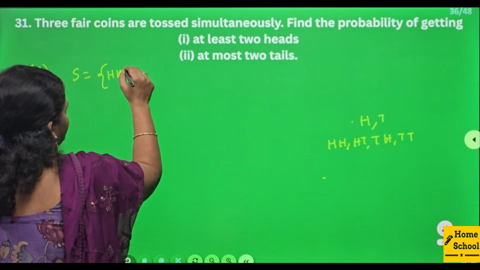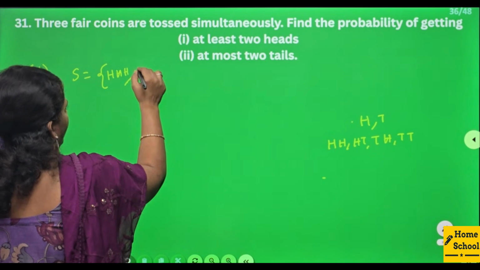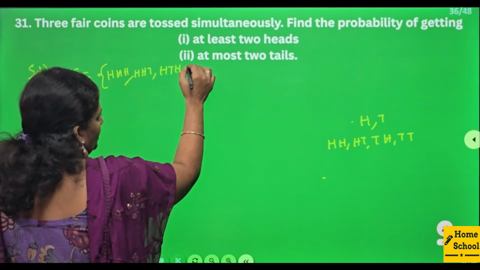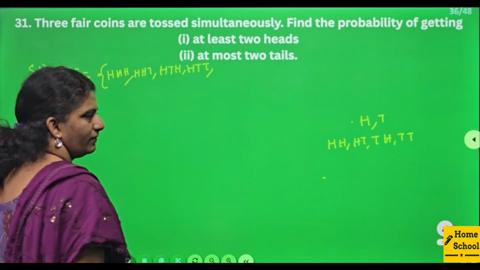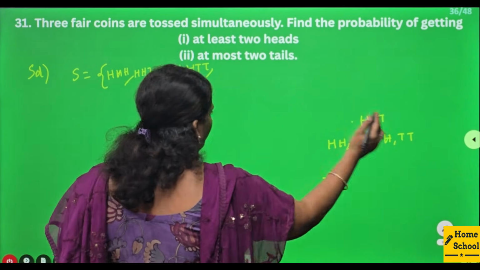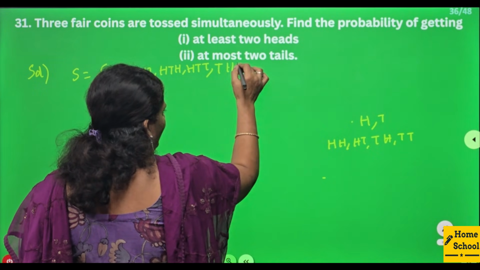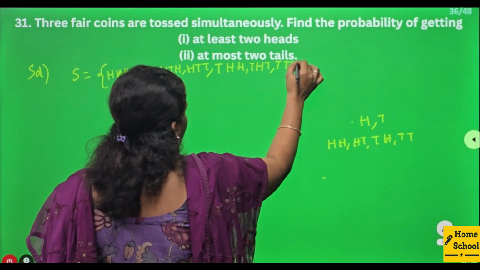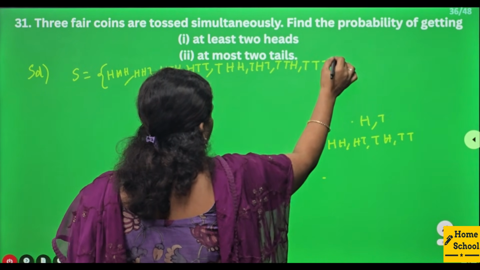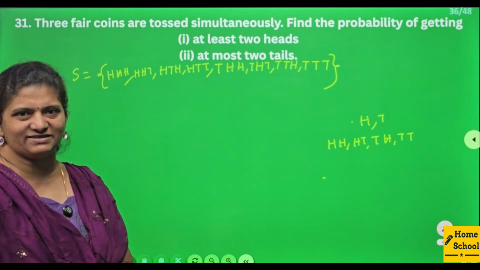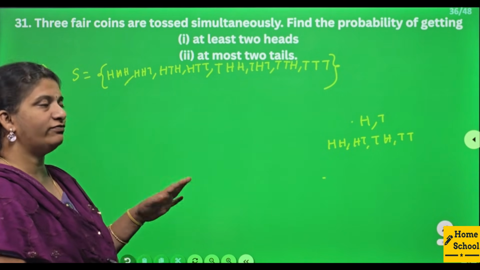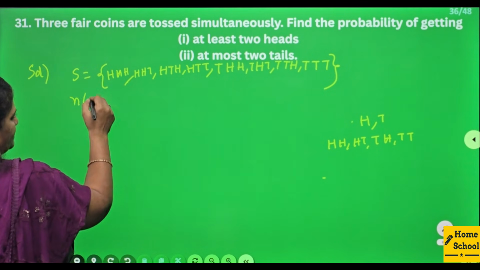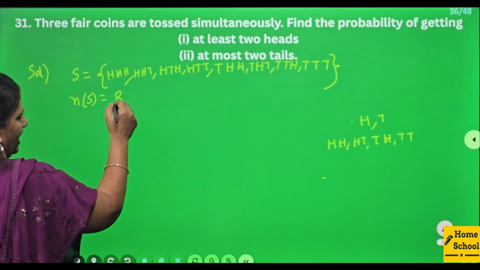H H H, comma, H H T, comma, H T H, comma, H T T. Now with the T letter you write all this: T H H, T H T, T T H, T T T. These are all the sample spaces. You don't make any mistake, you don't get confused, and you don't forget anything. Right? Total number of sample space elements, n of S, is equal to 8.